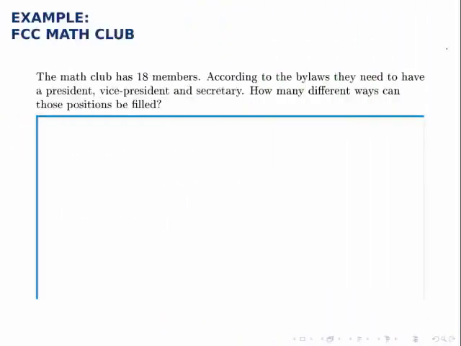The math club has 18 members. According to the bylaws, they need to have a president, a vice president, and a secretary. And we want to know how many different ways can these positions be filled. So again, we have 3 positions to fill, the president, the vice president, and the secretary, and there are 18 people to choose from. That means there are 18 options for who can be president.